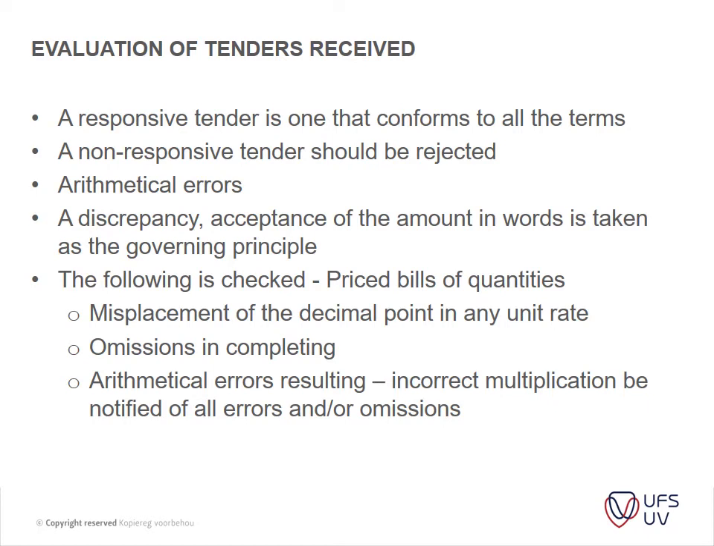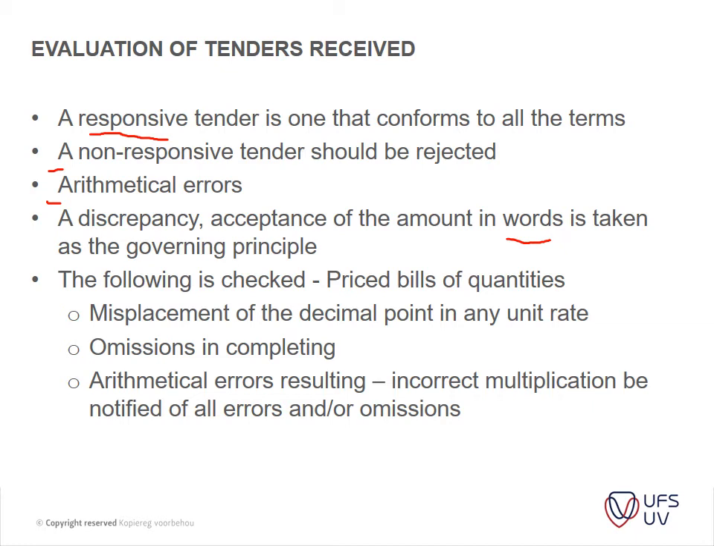Okay, so evaluation of the tenders received continued. A responsive tender is one that conforms to all the terms. So the term responsive is the one that goes forward. Non-responsive tenders should be rejected. If there are arithmetical errors, it should be rejected as well. Discrepancies, acceptance of the amounts in words taken. If there's a discrepancy, for instance, the amount in words is taken as the governing principle.